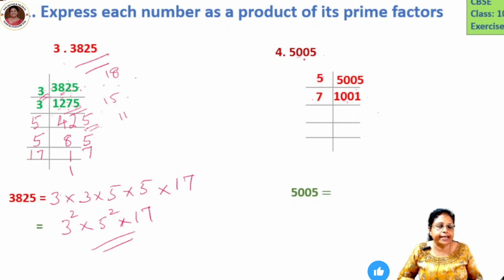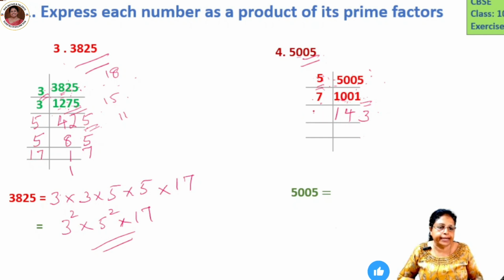Come to the next one, 5005. Let us try 5. 5 ones are 5, 5 zeros are 0, 5 zeros are 0, 5 ones are 5. Okay, 1001. Then it's not divisible by 2 or 3. 1 plus 1 is 2, so it's not a multiple of 3. And 5 is not a factor. So let us try 7. 7 ones are 7. Then 3 is remainder, 30. 4 sevens are 28. Then 21. 3 sevens are 21. We get 143. Then 7 is not a factor here.